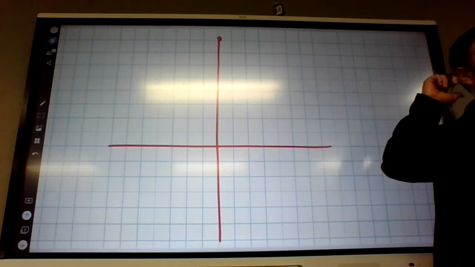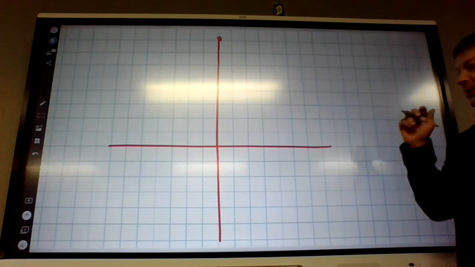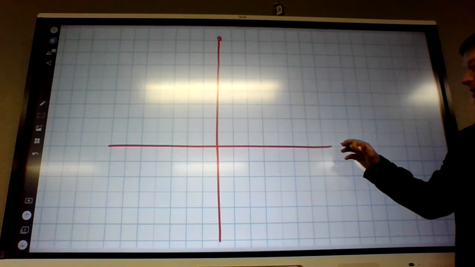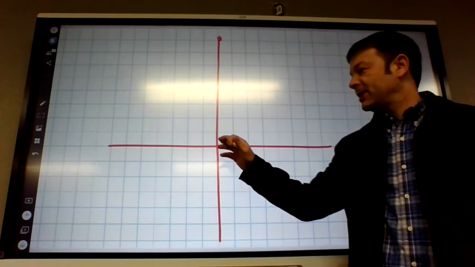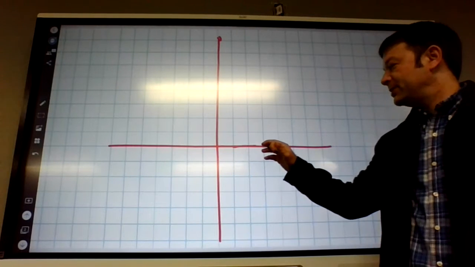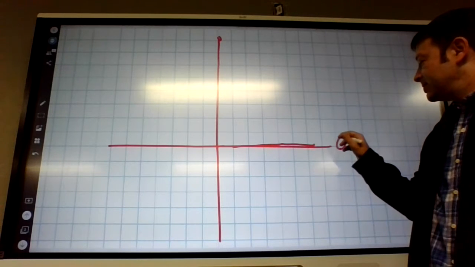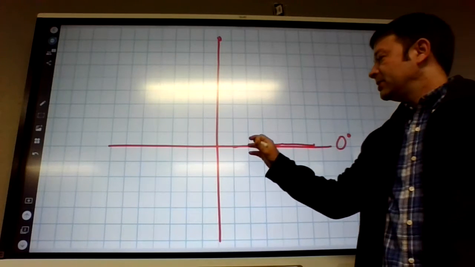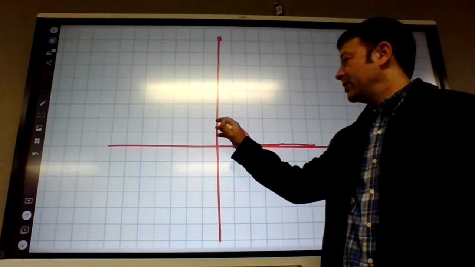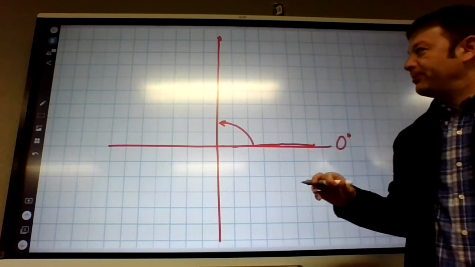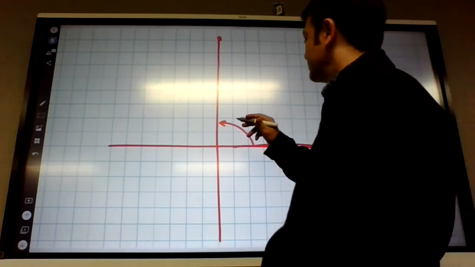Okay, so we're talking about degrees and radians today. You guys might remember this from last year. If you just go straight to the right, this is kind of like the starting point. So this would be 0 degrees. And then if we go from there to straight up, how many degrees would that be? 90.